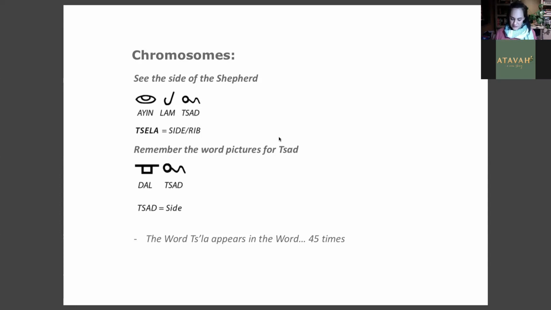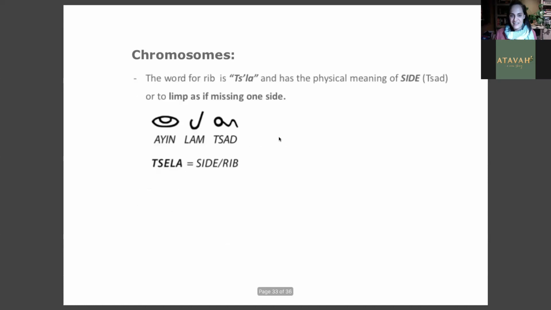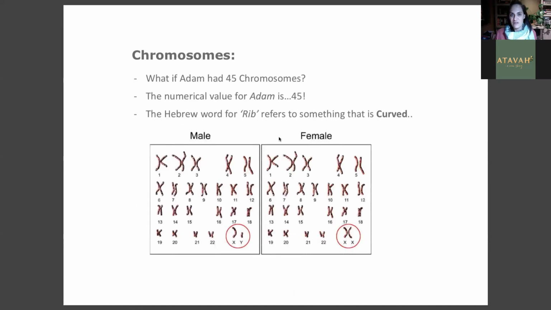Again, I talk about it in the bride teaching, that there was the first Adam, and as Eve, or Chava, was taken out of the side of the first Adam, in the same way the bride will be taken out of the side of Yeshua, our shepherd. Okay? What I found amazing, again, was that this Hebrew word, tsela, appears in the word 45 times. That's the amount that I'm saying, what if Adam had 45 chromosomes? Look at his side. Who was taken out of his side? The bride. Humankind. So if we were taken out of Yeshua's DNA, out of his side.